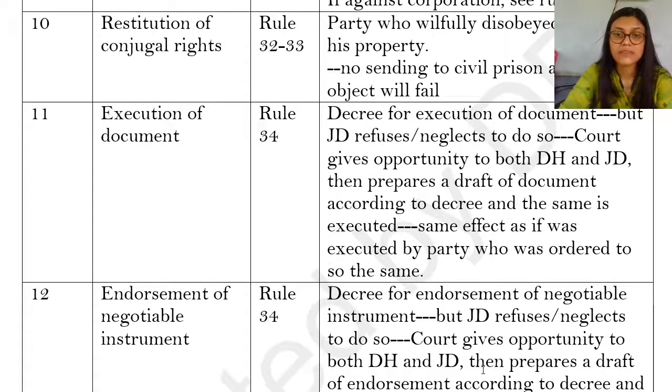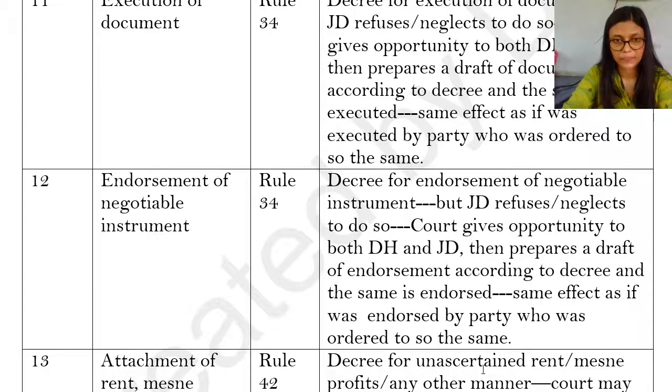Now, what happens where the decree was for endorsement of a negotiable instrument? Here the judgment debtor is refusing or neglecting to do so. Both of them will again be given an opportunity. A draft will be prepared and endorsed in the same manner, as if it was endorsed by the party who was originally ordered to do so.